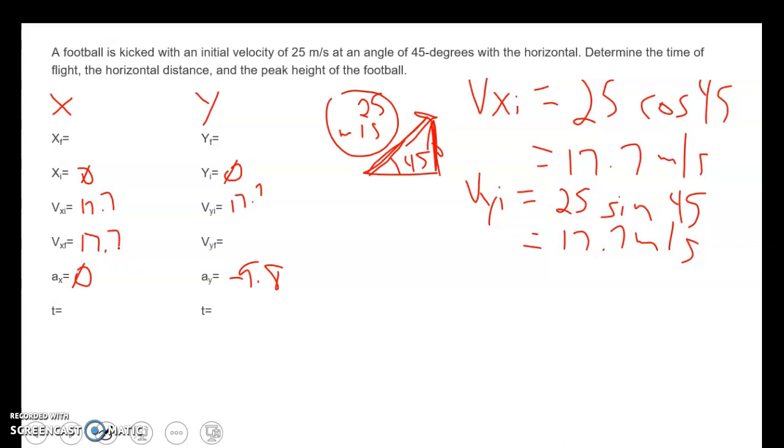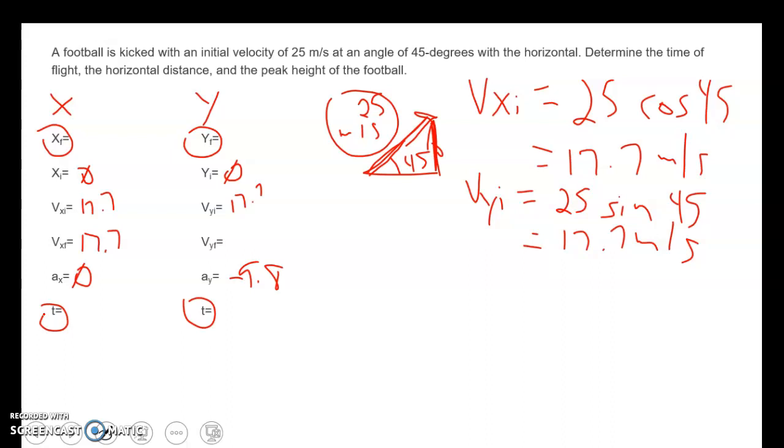And we want to find range, we want to find height, right? And we want to find total time. Okay, so let's start with, let's say we'll go in order, time of flight. So we want to find time of flight. So we know in the y, we know initial position is 0. We know our y initial velocity is 17.7, and our acceleration is negative 9.8.